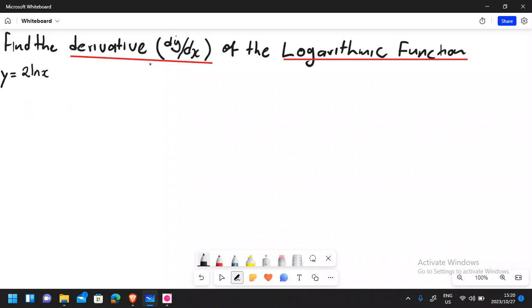Okay, now let's start. Let's look at this one here. We need to use our formulas. Since this is a natural log, the formula is y equals k natural log x, right? So when we find dy/dx, this one is gonna be k over x. If you can see here on this side, k is gonna be 2.